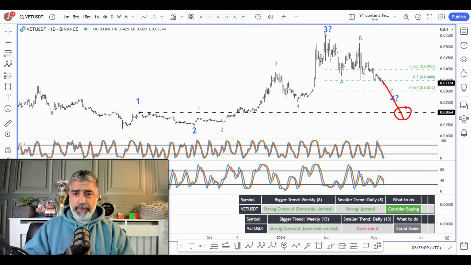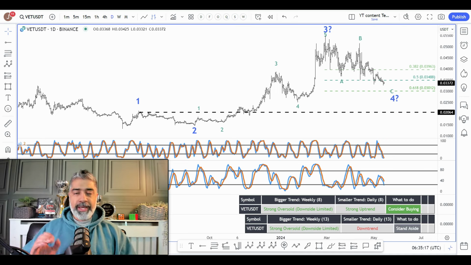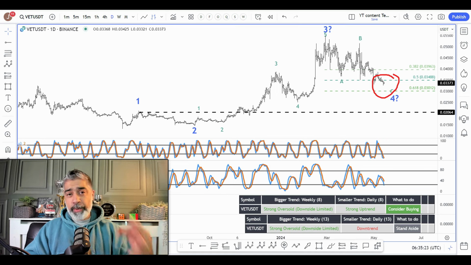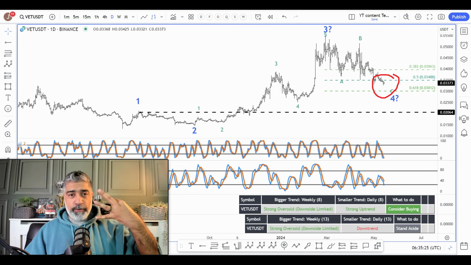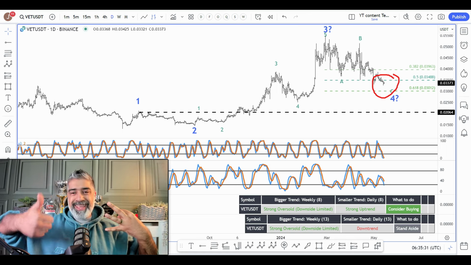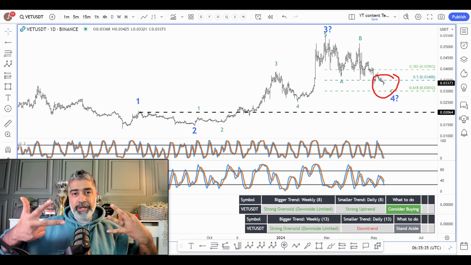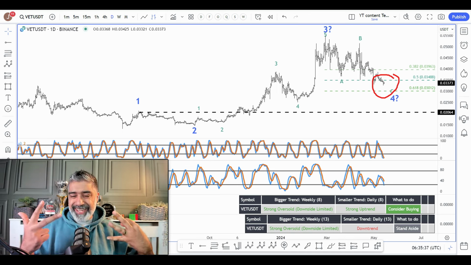Now, the other thing that we want to be aware of is time. How long does a correction usually take? This is really, really important because it can give us a nice real feel of whether this is likely coming towards the end of a correction. So we're moving over to the third technical factor. We've done the Elliott wave pattern. We've done Fibonacci price. And now we're doing the third, which is Fibonacci time.